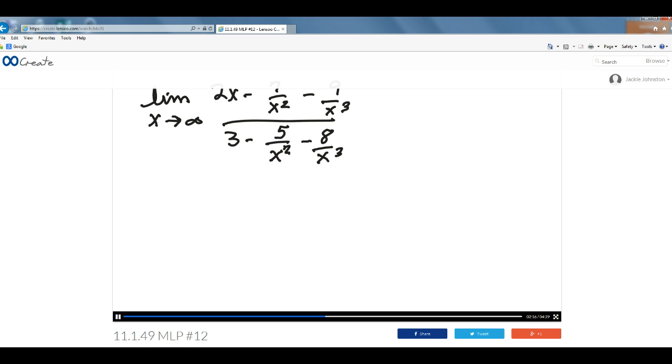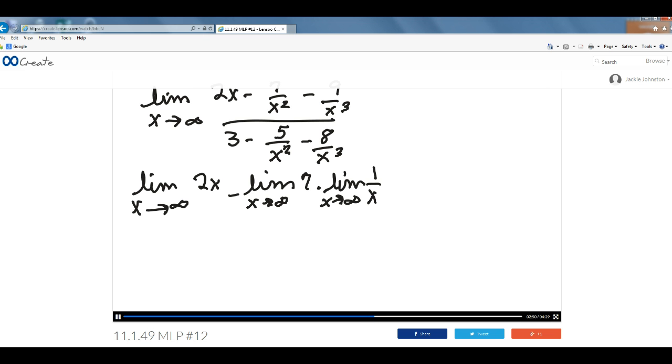Okay, now at this point we can use our limit rules, and I'm going to write this out. As you get to know your rules better, you may not necessarily have to write them all out, but I'm going to at least for this example. So I have the limit as x approaches infinity of 2x, minus the limit as x approaches infinity of 7 times the limit as x approaches infinity of 1 over x squared. That comes from the 7 over x squared. Minus the limit of 9 as x approaches infinity times the limit as x approaches infinity of 1 over x cubed.